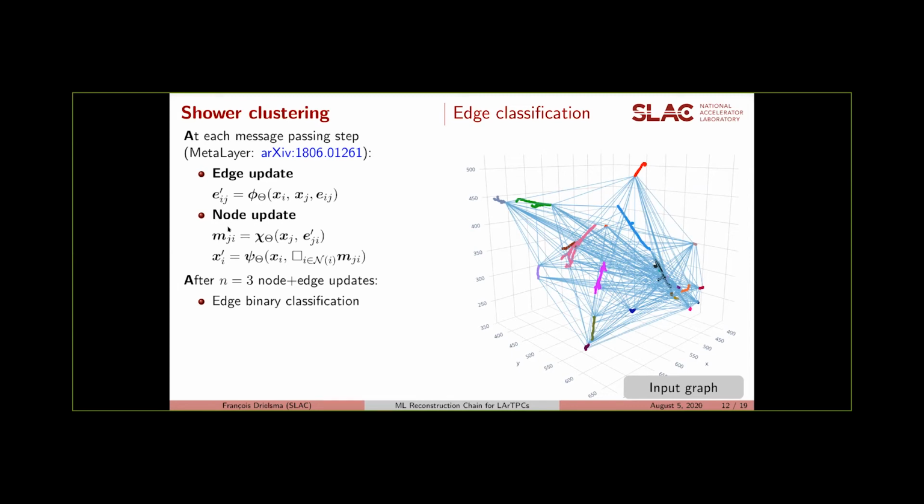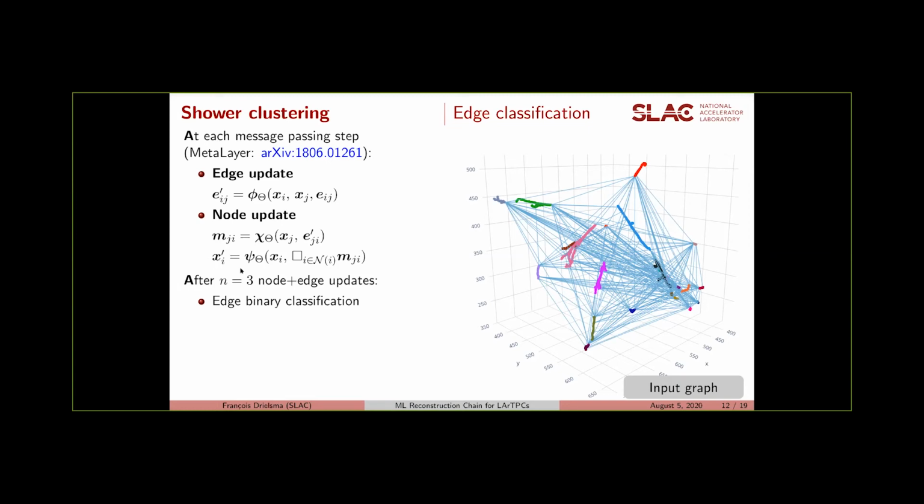And to update the nodes, what we do is that we build what are called messages. And messages are essentially a function of the features of the node that is communicating the message and the edge that is carrying the message. So if this node is communicating a message, you take the features of this node and of the edge that connects it to this node here.